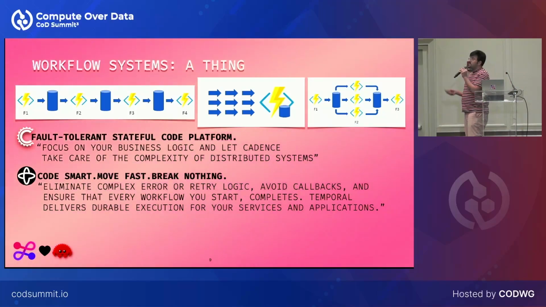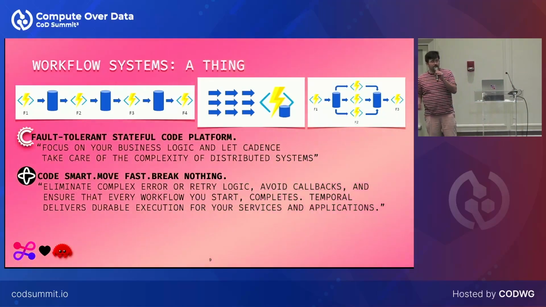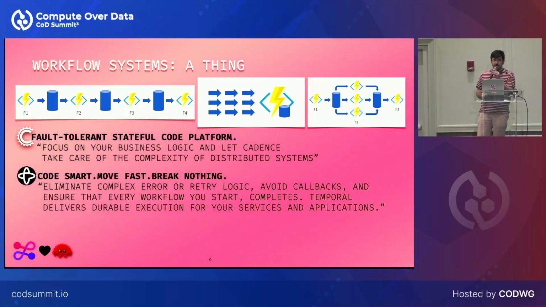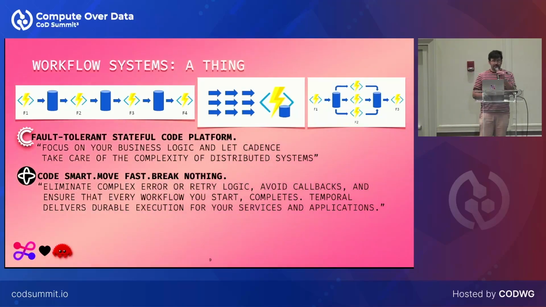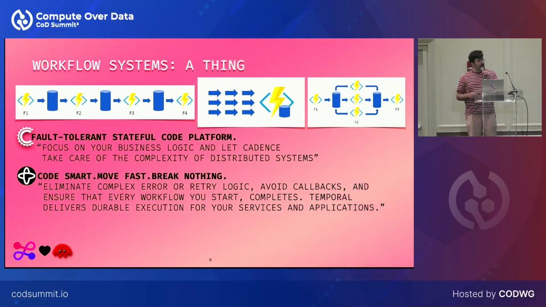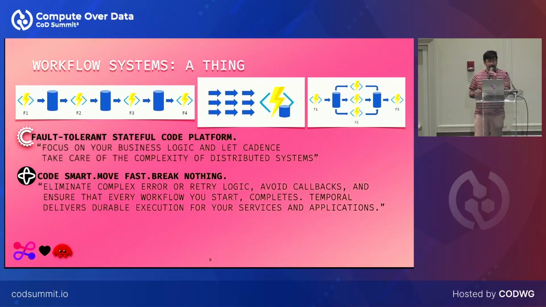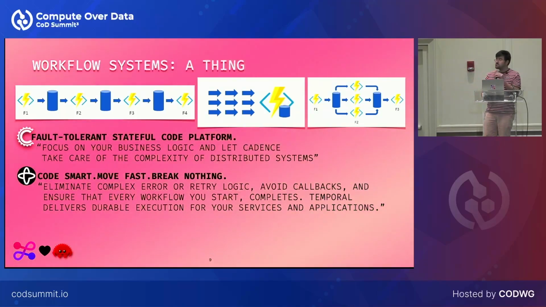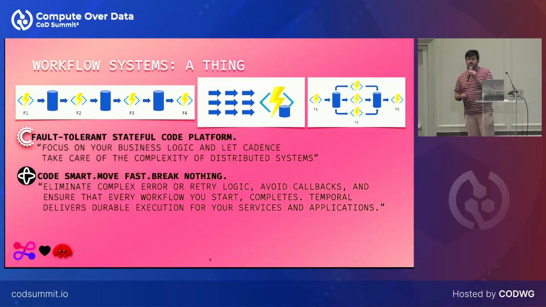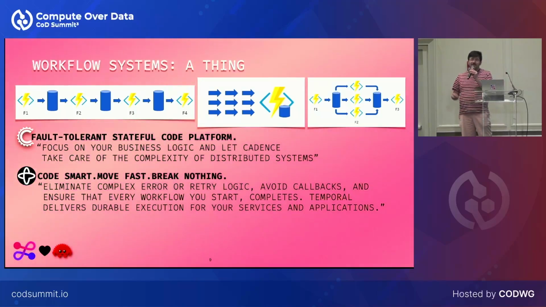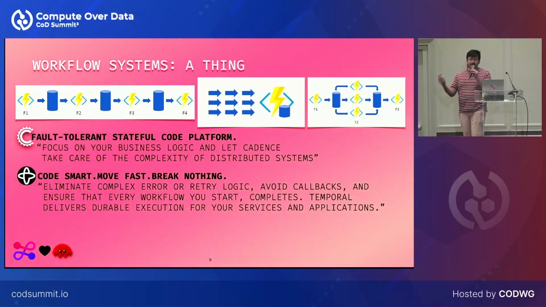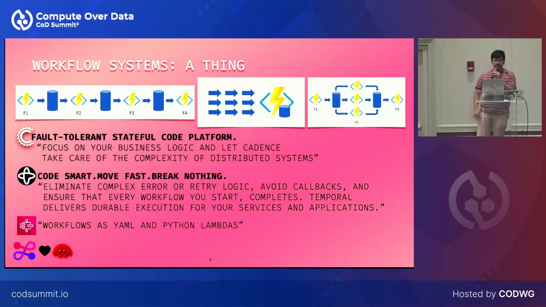One that came from the people who did Cadence at Uber, they left Uber and spun out a company, and they called it Temporal. If anyone's heard of this. Their taglines: code smart, move fast, break nothing, eliminate complex error and retry logic, avoid callbacks, and ensure that every workflow you start completes. Temporal delivers durable execution for your services and applications. Cool. That sounds awesome. And then they're probably like, yeah, we get a lot of money for this, which they do. And they're used today by Datadog. They're used by a major company today. They run their own conferences.